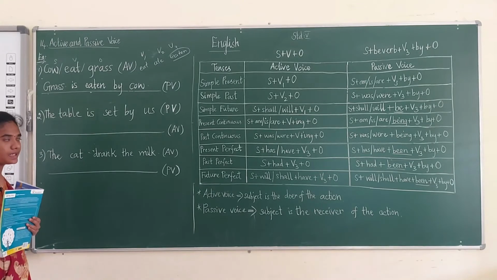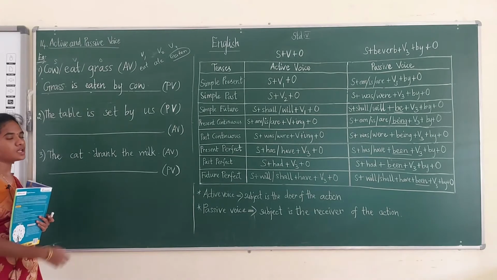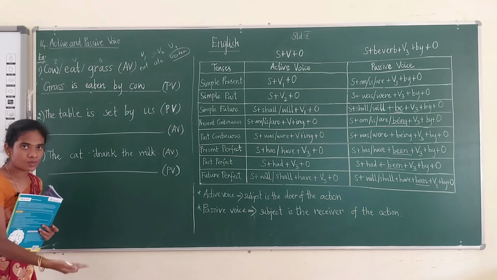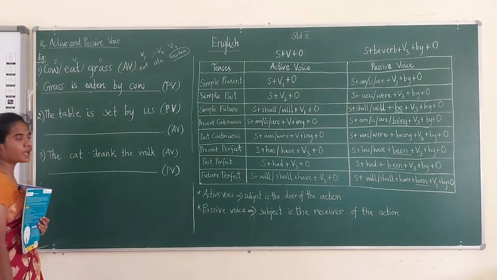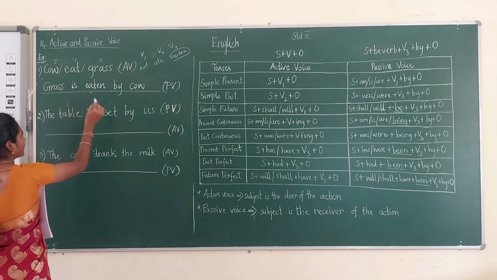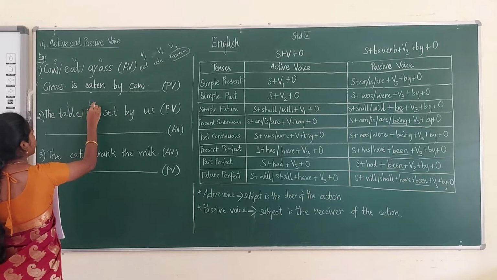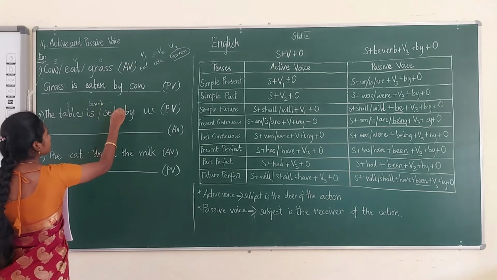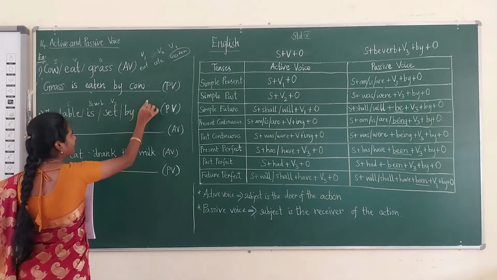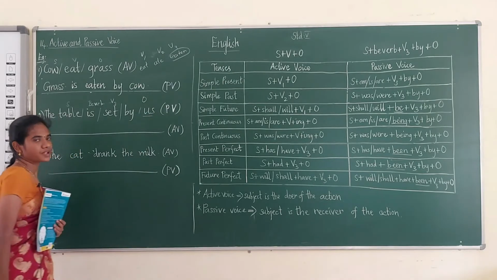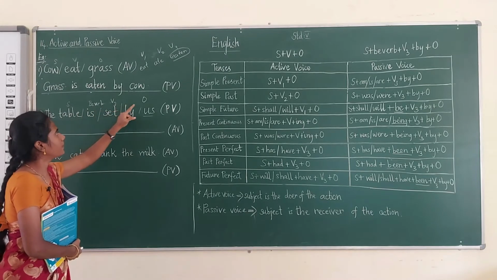See the second example. Here I have written the passive voice. You have to write the active voice. So listen carefully. This is an example of how to convert the passive voice into the active voice. See this example: the table is set by us. You have to identify the subject first. This is a be verb. Next, set is the V3 form. By us: by plus us is the object here. So we have written the structure: subject plus be verb plus V3 plus the object.